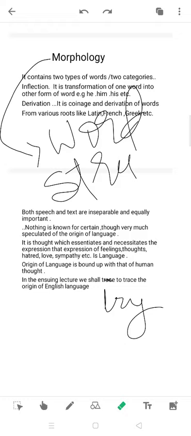The second part of morphology is derivation, or coinage. Some people pronounce it differently; the way you like, you can pronounce it, because in India we can't pronounce words in pure English. So derivation of the words is coinage and derivation from various roots like Latin, French, Greek, etc.